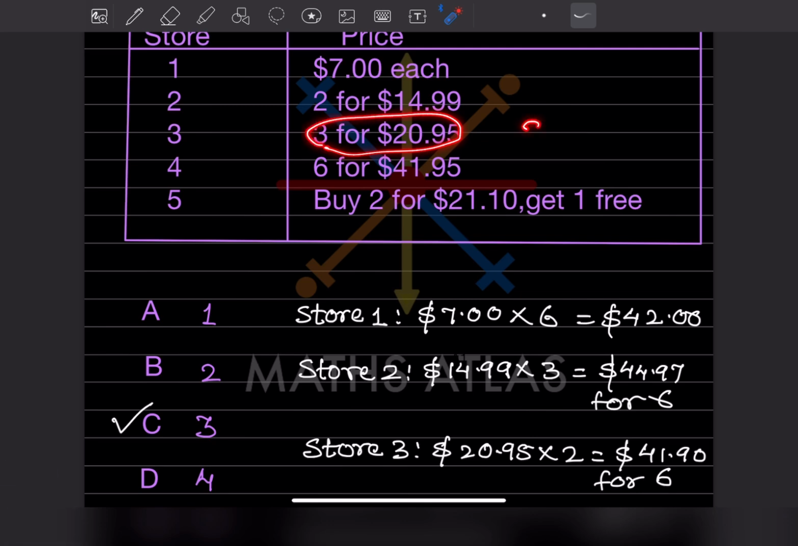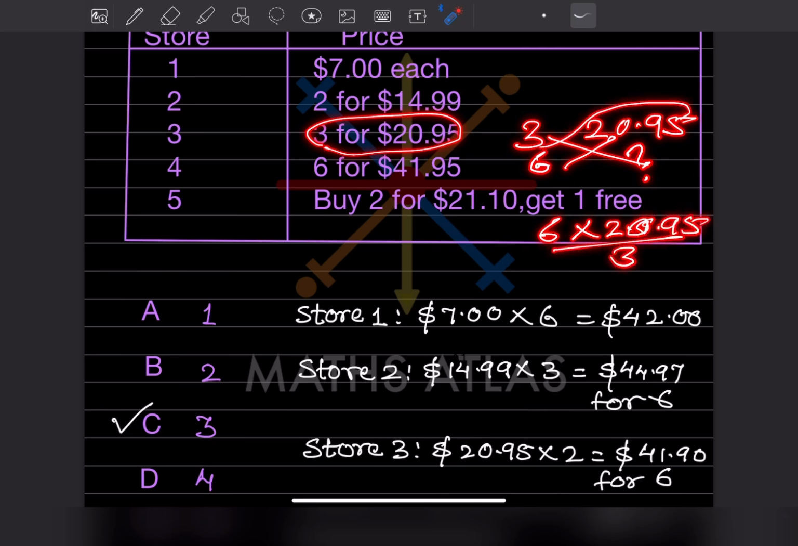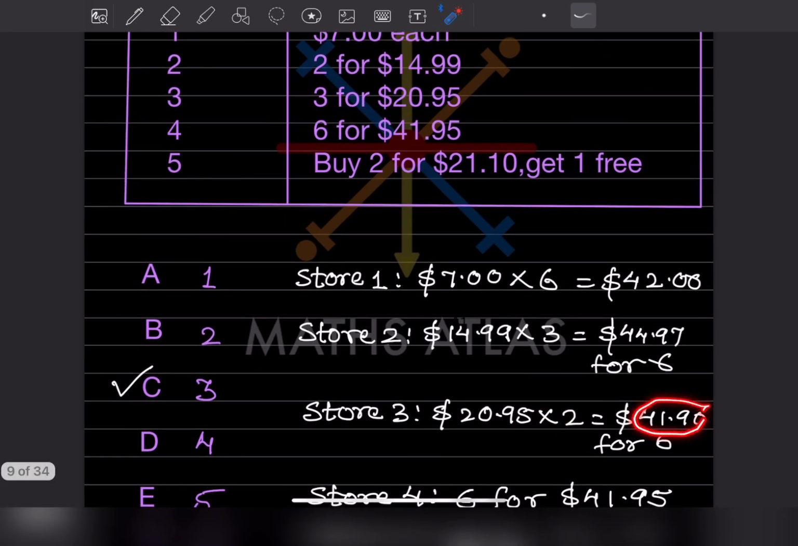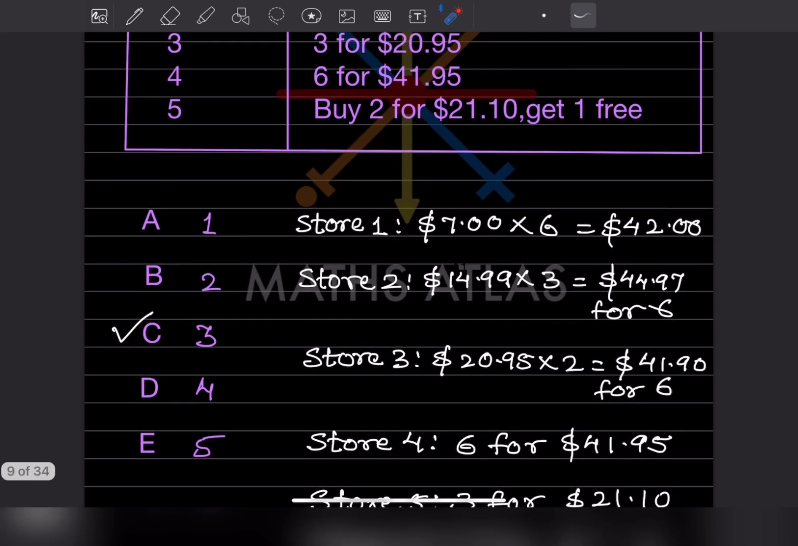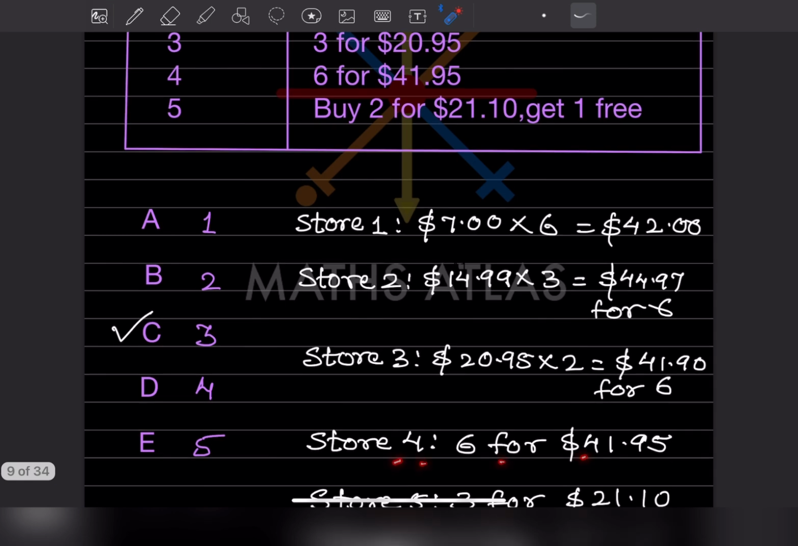So now here they said 3 for 20.95. So we want 6. So 6 will be how much? So again you are going to cross multiply this one. So 6 into 20.95 divided by this one 3, because always the two numbers, whatever is there, that will go in the denominator. So this is going to be 2. So that will be 2 into 20.95. So when you multiply this one, that is going to be $41.90 for 6. Now you will say this one, this is already for 6. So that is 41.95. So we can write directly here, store 4, 6 for 41.95.